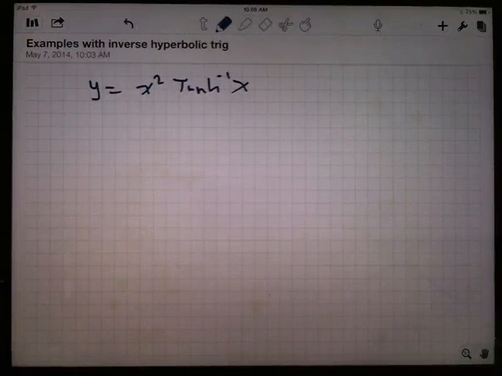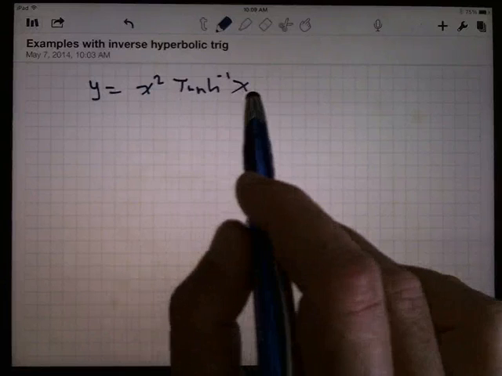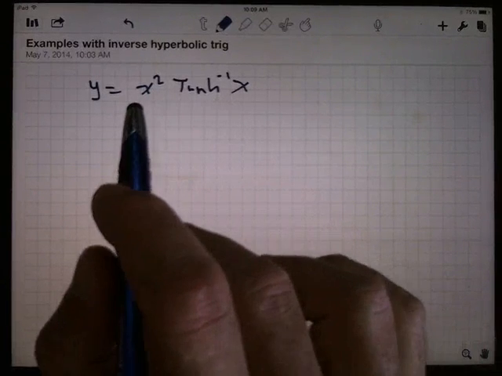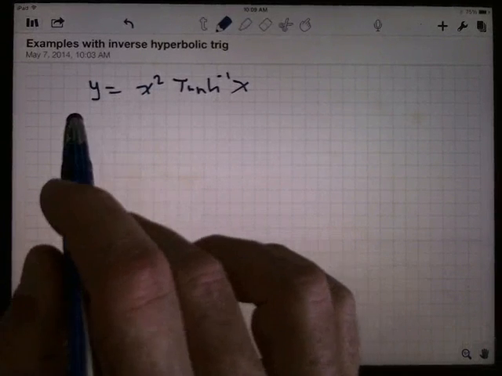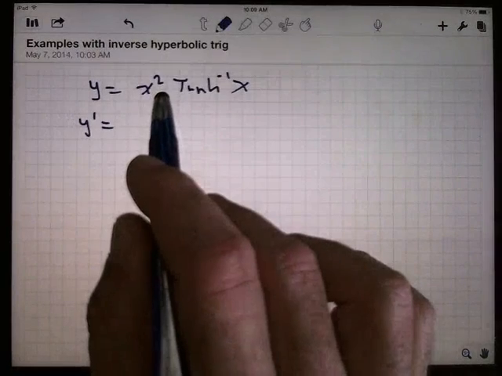I want to work a couple of examples of derivatives here involving hyperbolic trig functions and other things, just to show how it all works together. So for instance, here's a function, x squared times the inverse hyperbolic tangent of x. What's the derivative? Well, it is a product, so I need to use the product rule.